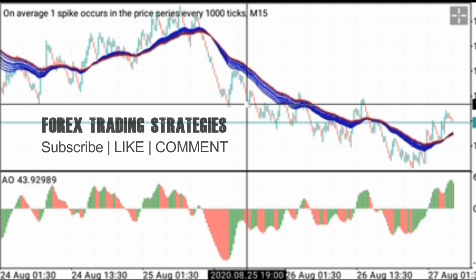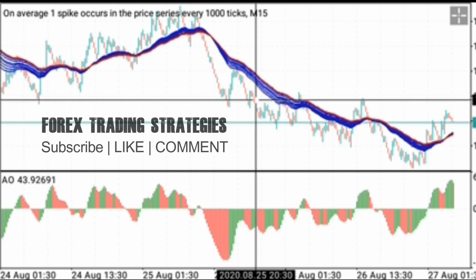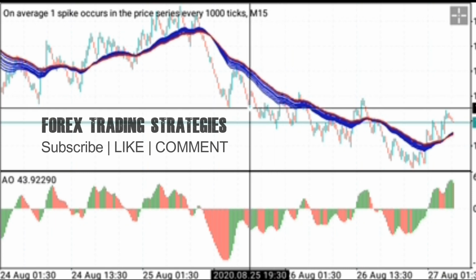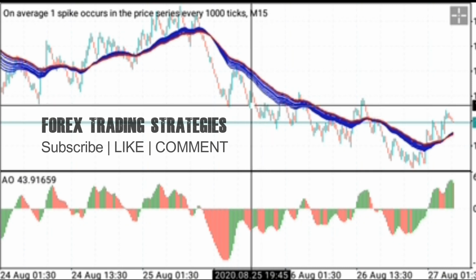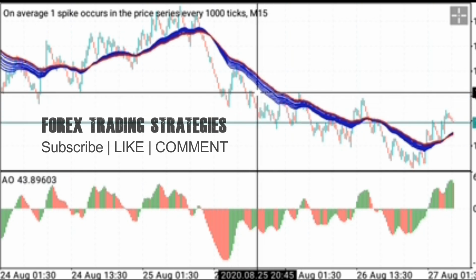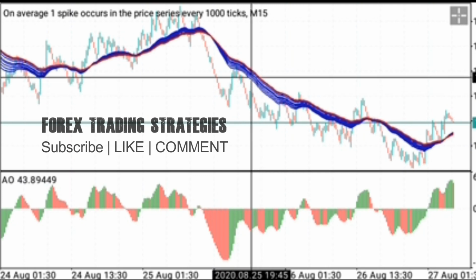When the awesome oscillator turns green, somewhere there, that's a signal to exit that sell. You exit that sell. Then you wait. You are waiting for price to again come into the rainbow.